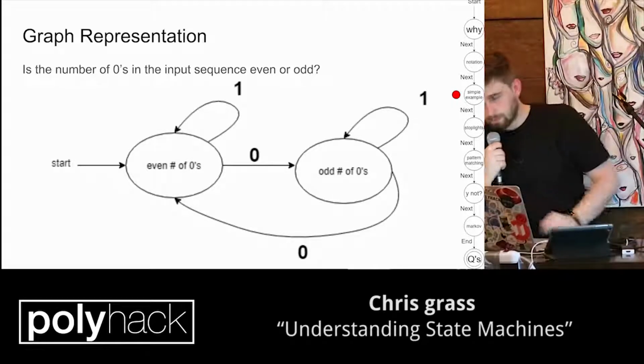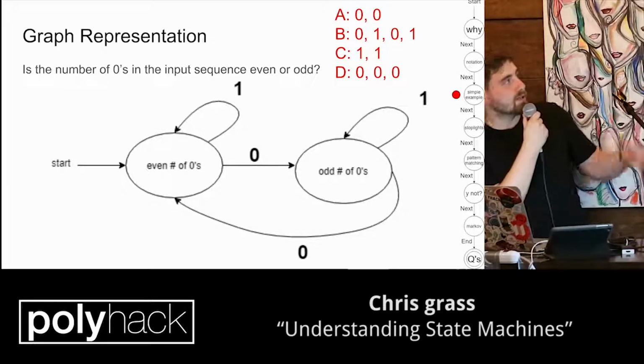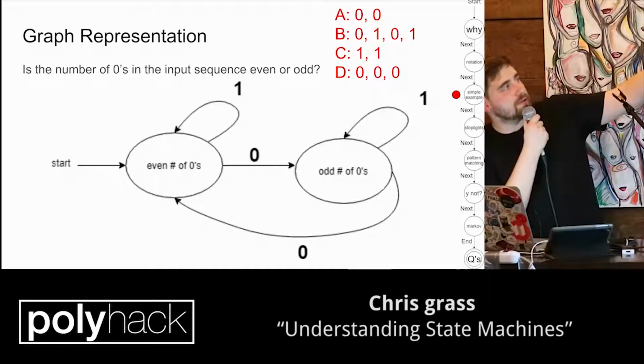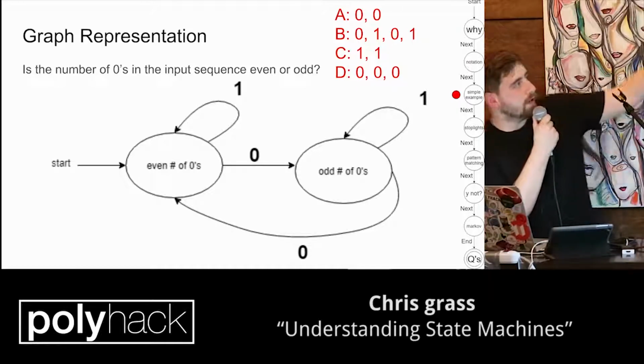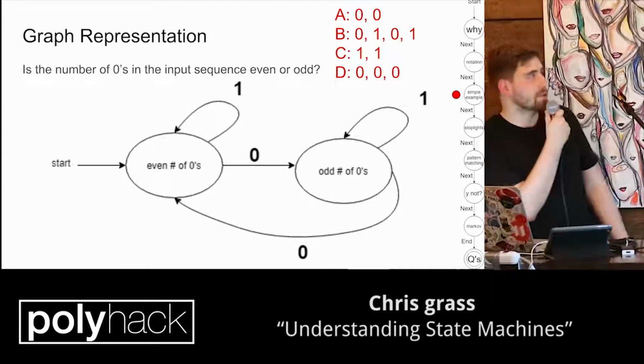So if we look at some examples, if we look at example A, we got 0, 0. So we start at even number of zeros, we get a 0. We're at the odd number of zeros, we get another 0 again, we follow the arrow, we're back at even. Pretty simple. I'm just going to skip the other examples.